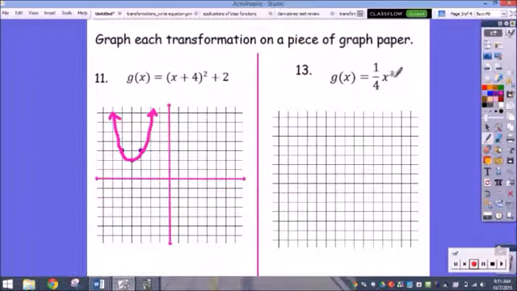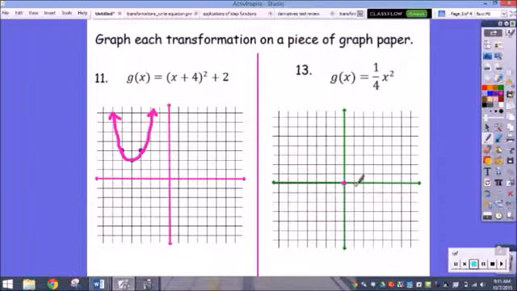So again, this is x squared, that would be my parent function. And so there's no translation up, down, left, or right. So I know my vertex will sit at 0, 0, the origin. So what I can do is go ahead and plot that point. And then the next thing I would do is I would move to the left and then to the right, plug those in.